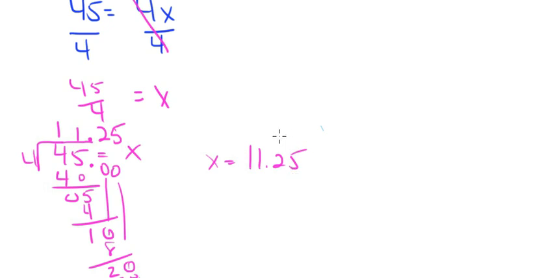Or 11 1/4. That's right. Because I could say that 11 times 4 is 44. It leaves me 1 left over, so I could bring my 1 up here and have 1 over 4, right? Absolutely. Either way is fine. Okay? Everybody understand that? It's not so bad, is it?